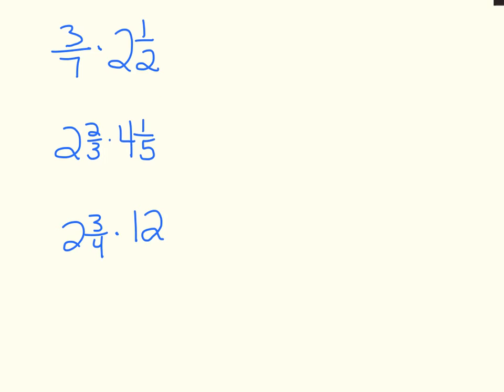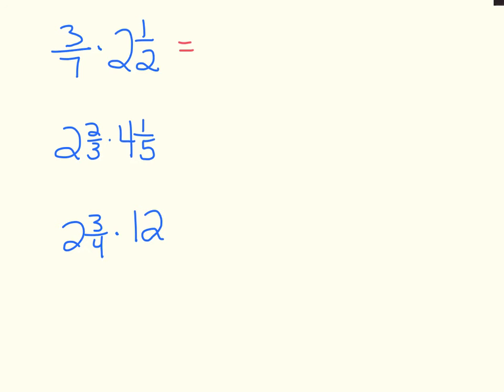Your turn to try, but I'm not worried. I'm sure you guys are going to come out just like a champ. Remember your 4 steps. Turn mixed numbers into fractions. Cross cancel as needed. Multiply your numerators and denominators. And simplify and reduce if you need to at the end. Pause your video now and give these a shot. Okay, let's go over your work.